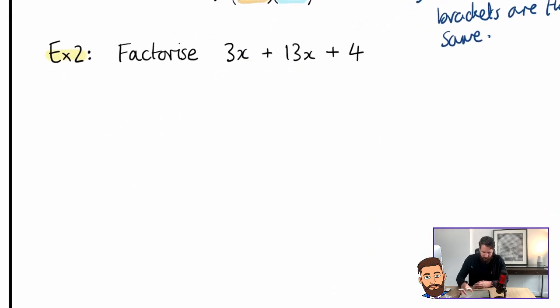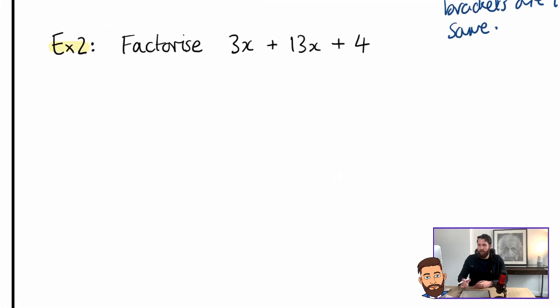So let's have a look at example 2. Example 2 says factorize 3x, that should say squared, so you can add that, 3x squared plus 13x plus 4. Well, the method states that we take A and we take C, and we're going to multiply them together. So 3 times 4 is 12. Then we're going to list the factors of 12.